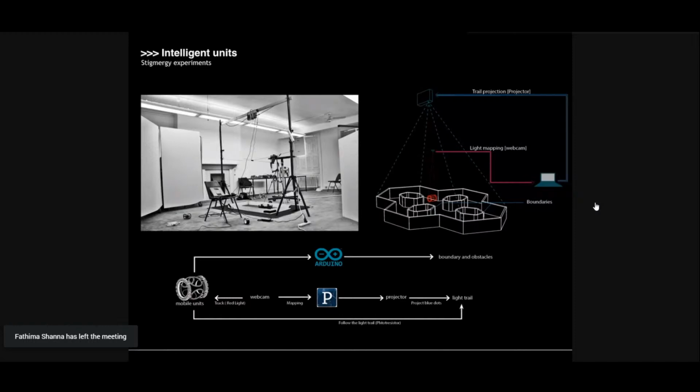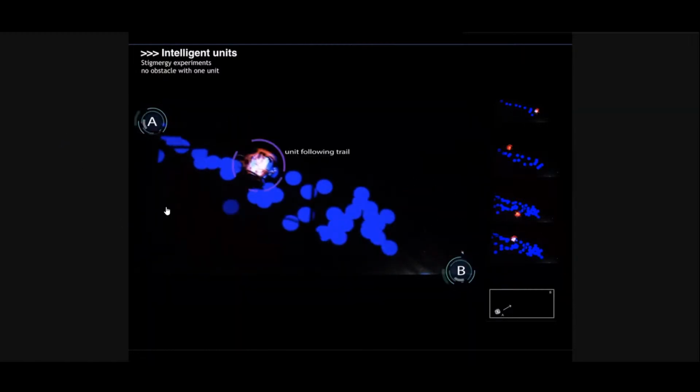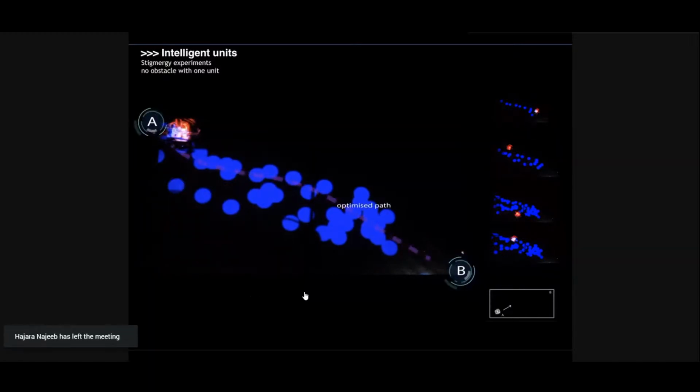So we had this setup where we have a projector on top, which tracks the movement of these small robots, which sends information to the coding computer. Then it sends back information and puts a trail on the floor. Because it had a light sensor, it keeps following these light trails which it created by itself.